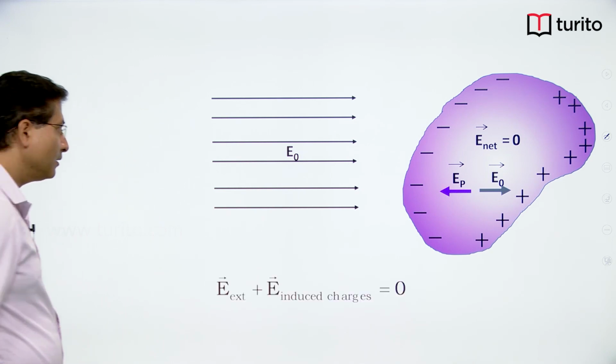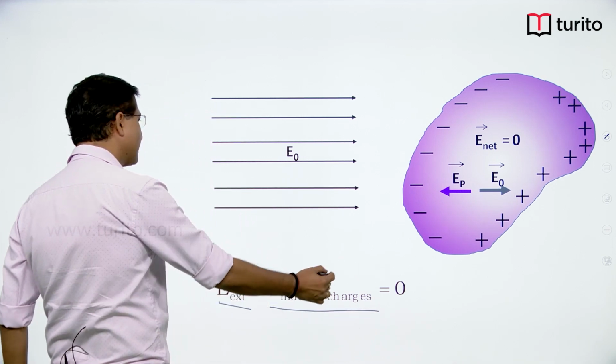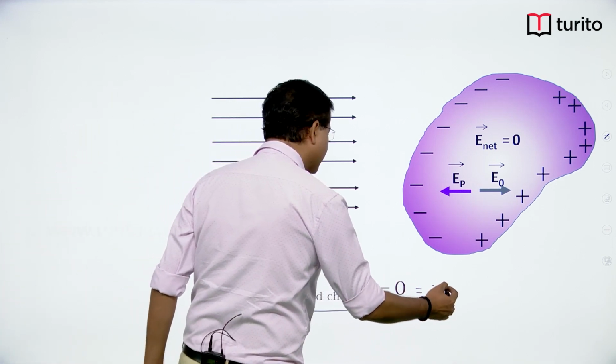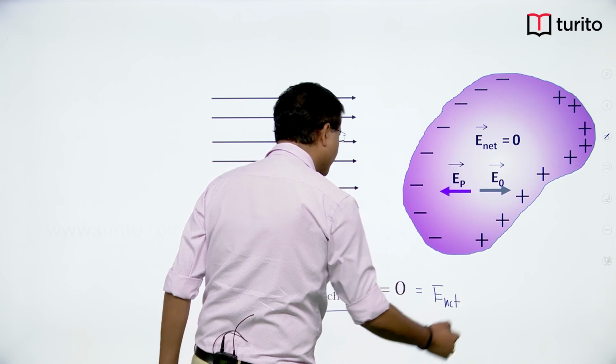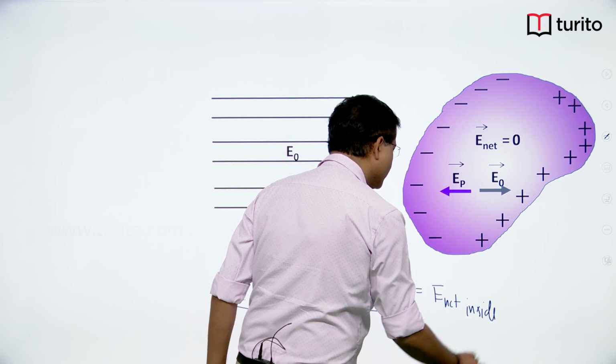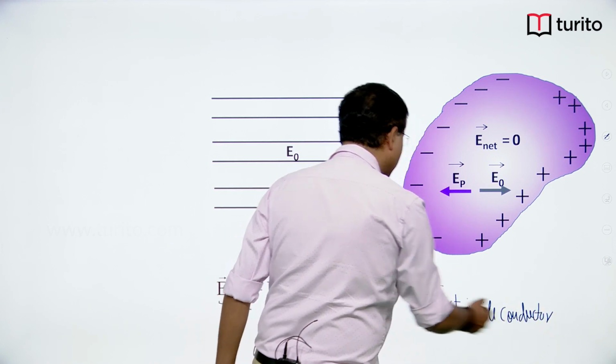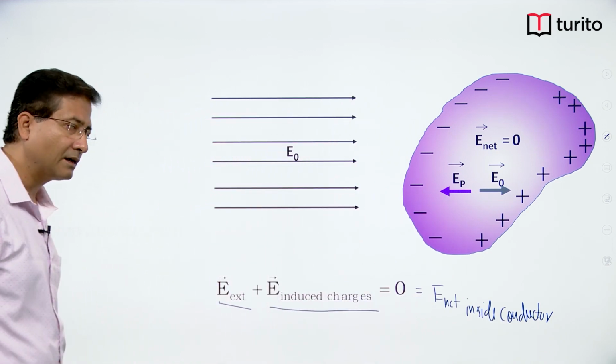So, external plus induced, this is the net field inside the conductor, E net inside the conductor, that we got 0, right.